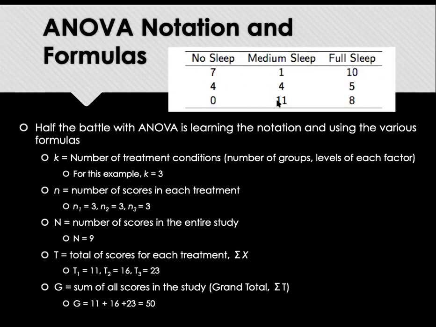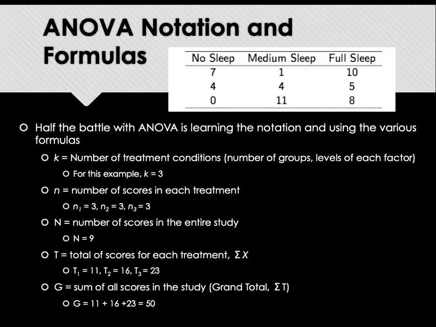Let's say that we've got a study or an experiment where we're looking at the independent variable or factor of amount of sleep, and we're looking at how that affects memory. Our factor is amount of sleep, and the levels of each factor are no sleep, a medium amount of sleep, and a full sleep. So these people got no hours, these people maybe got 4 hours, and these people got 8 to 10.